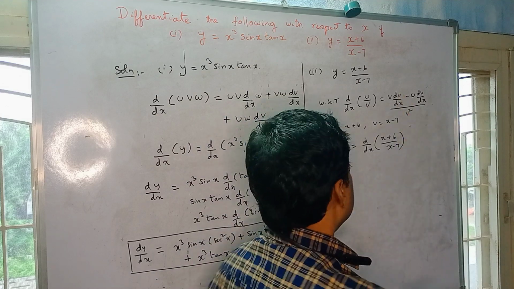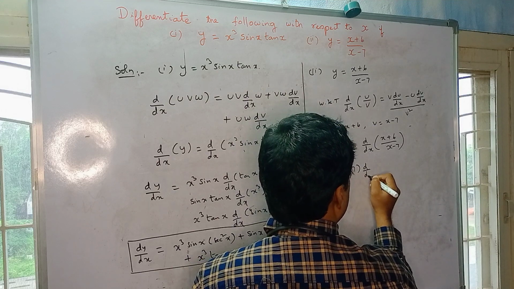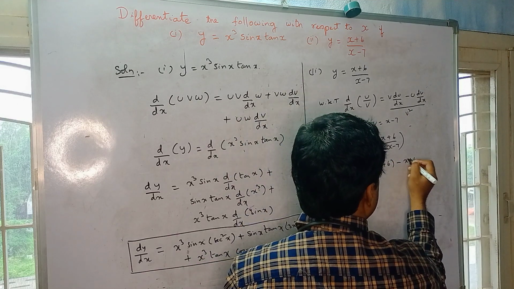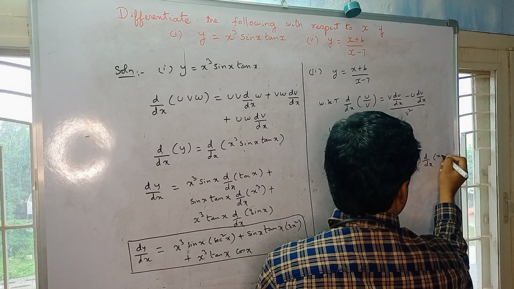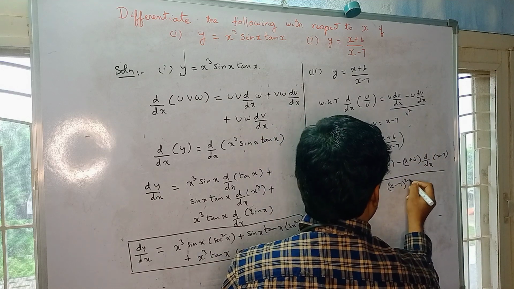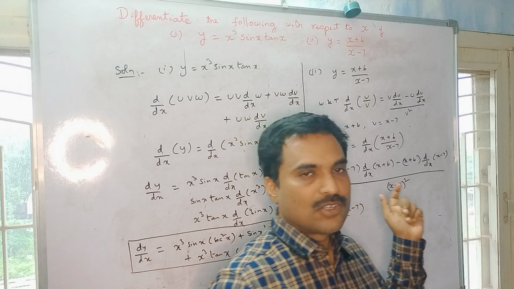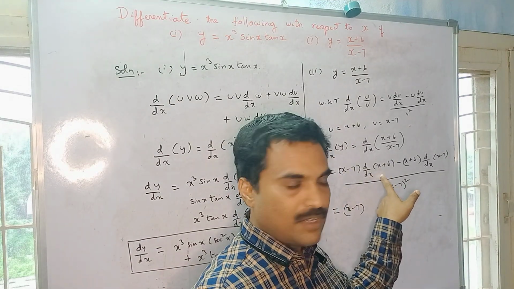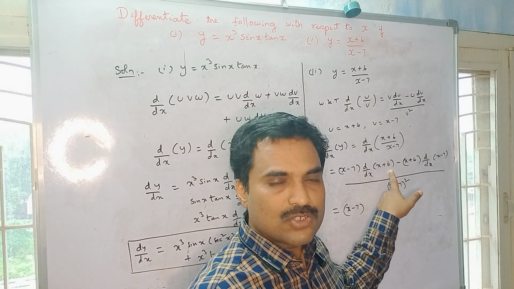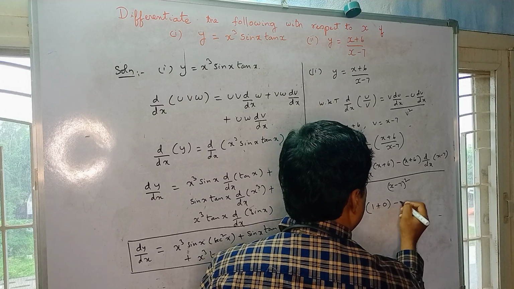Now v into d by dx of u. V is x minus 7, into d by dx of x plus 6, minus u, which is x plus 6, into d by dx of v, where v is x minus 7, all by v square, which is x minus 7 whole square. Now take d by dx inside x plus 6. d by dx of x is 1 plus d by dx of 6. As you know, the derivative of a constant is 0 because 6 is a constant. So d by dx of x is 1, d by dx of 6 is 0.